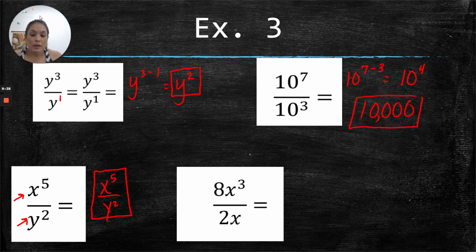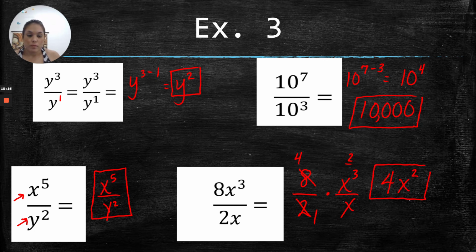Okay, 8x cubed divided by 2x. So we have the same base of x. We can break this down and simplify this. Okay, so we can simplify 8 over 2 because 2 goes into 8 4 times, and we can then subtract 3 minus 1, which is 2. So this becomes 4x squared. That is my answer.